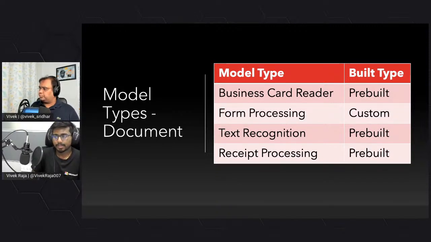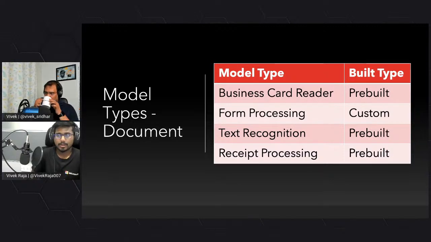So it's a pre-built type. So business card reader is where you can collect the information about the name, the company, the email address, the work email address, the phone number, the designation. A lot of information is available in a business card. So this AI model will help you to read those data, store it, and of course you can process it as well. So the second one is form processing.